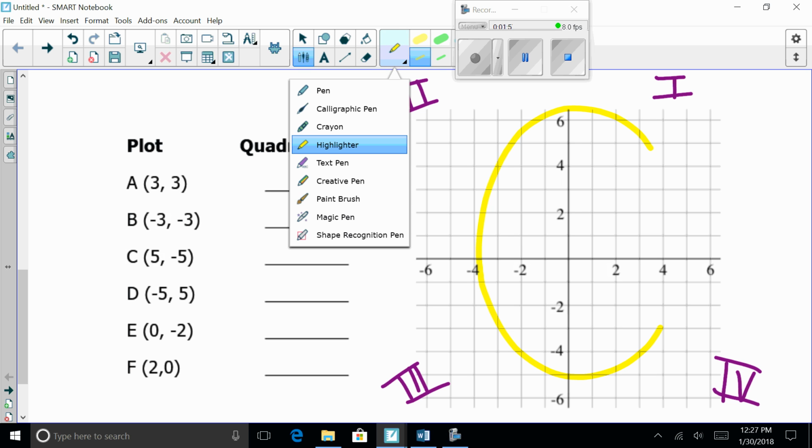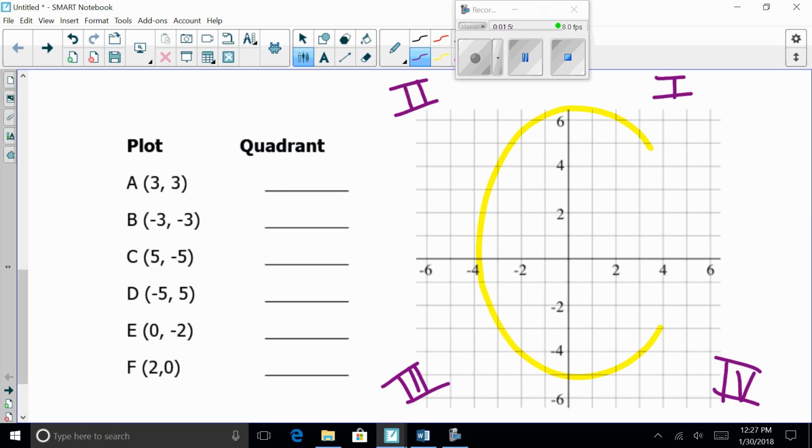Okay, so it wants you to plot the points first and then tell me what quadrant they're in. So I'm going to give you a couple minutes. Go ahead, pause your video and plot your points. Okay, and then we'll talk about the quadrants.